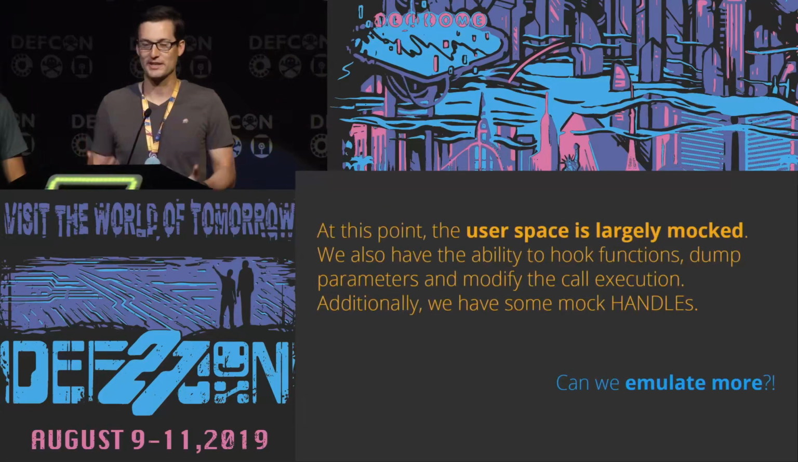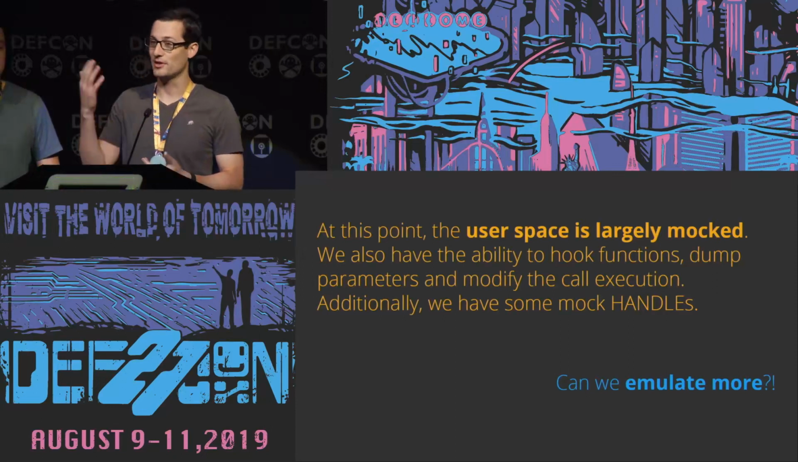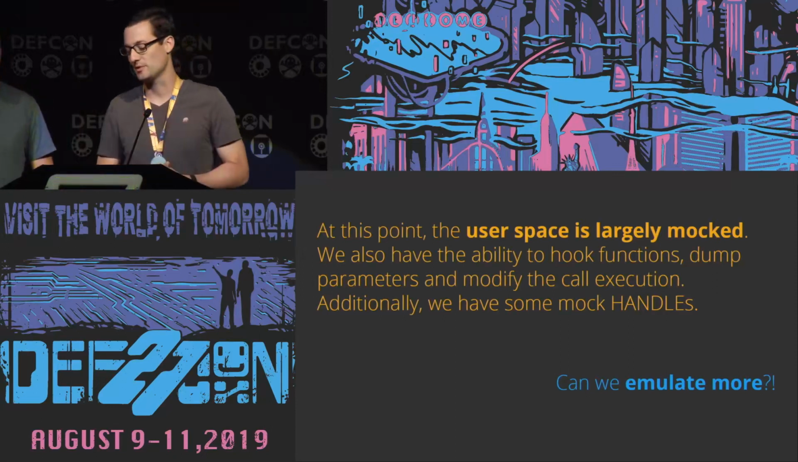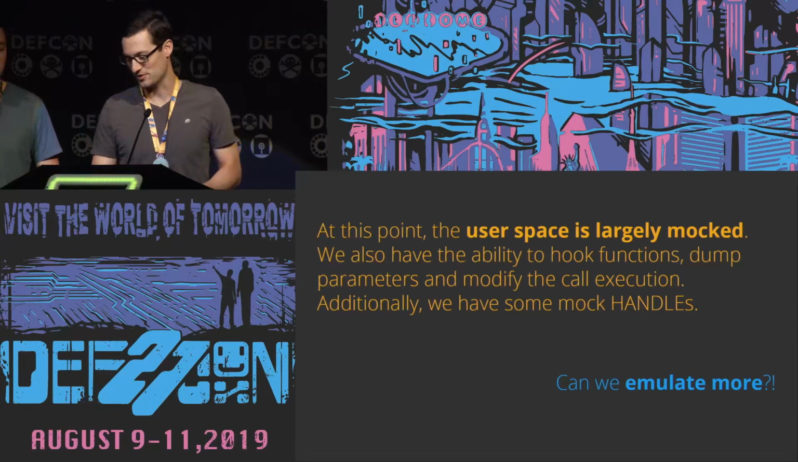So we're just continuing on, and this whole process is very iterative. We get a new sample of malware, execute it, see how far it goes, and it's like, oh, now we need to implement the file system. Oh, now we need to implement this. So the next one that we needed to implement was the registry.